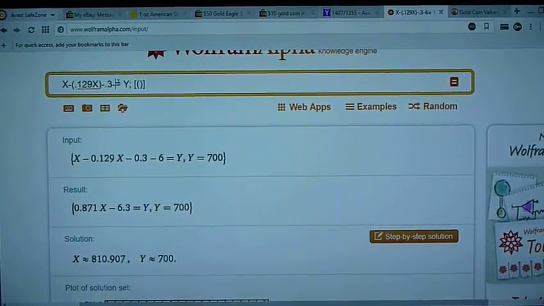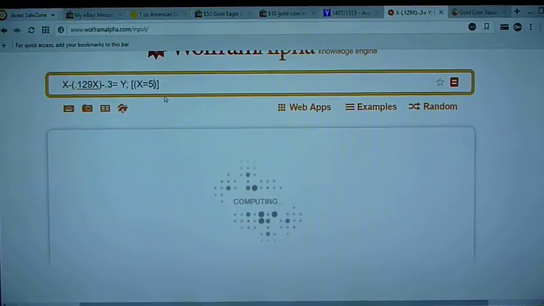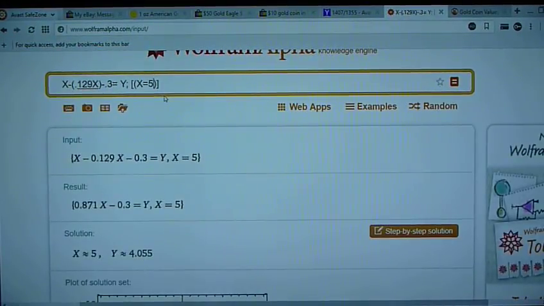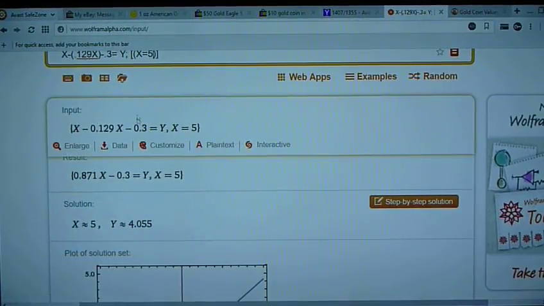Let's say you had an item that sold for $5. It's sold for $5, so X equals 5. Okay, so let's see what you would actually net before shipping and everything. $4 and about, call it 6 cents before shipping.